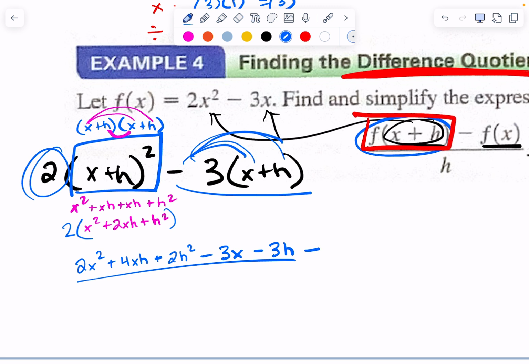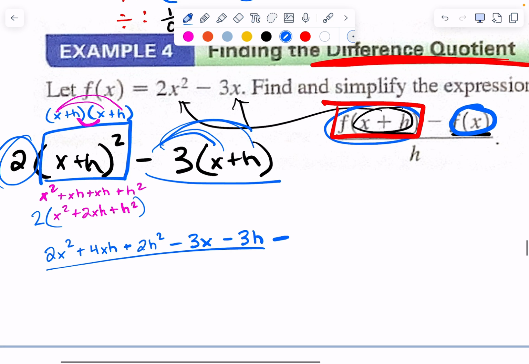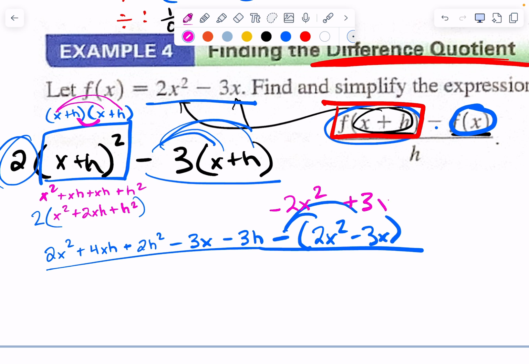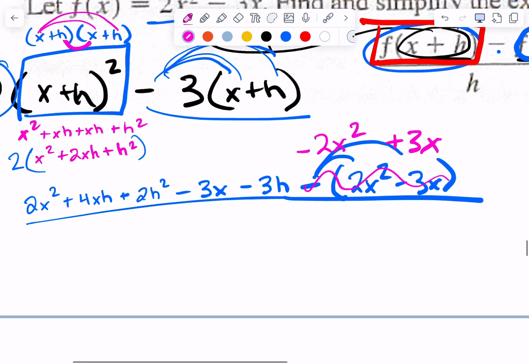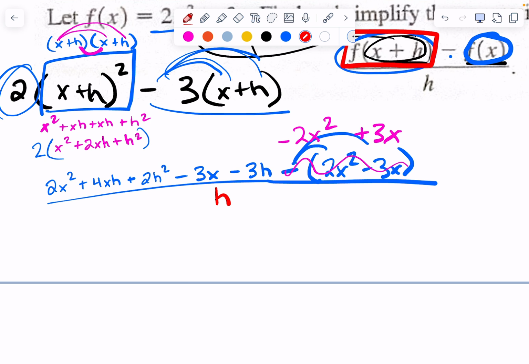Now I have to do minus f of x. Well, what is f of x? Just this, right? This is f of x. So minus 2x squared minus 3x. Now we have to be careful, because if we're subtracting f of x, now I have to distribute my negative through, right? So that will end up being minus 2x squared plus 3x, okay? And some nice things are going to happen because we're going to have stuff cancel. All of that is over top of h on the bottom. Okay, and we'll see what this happens. What? Just the letter h.